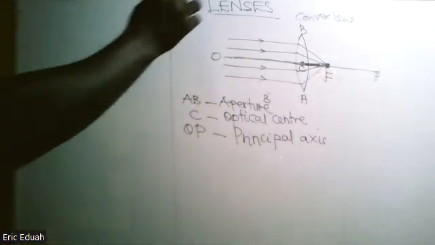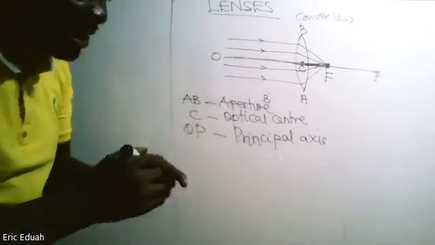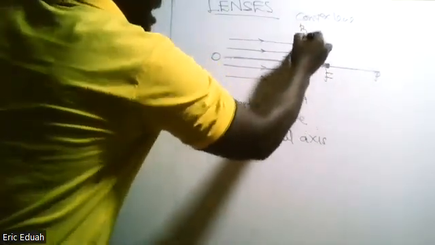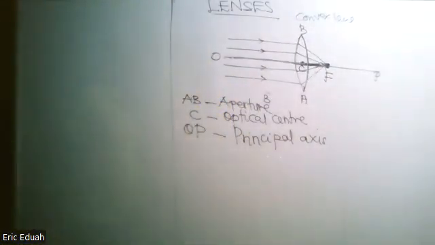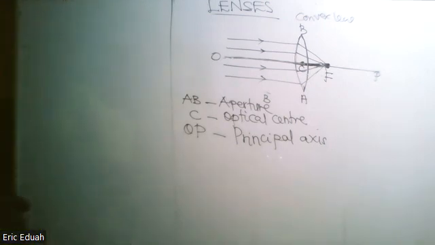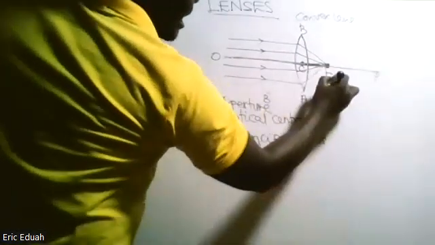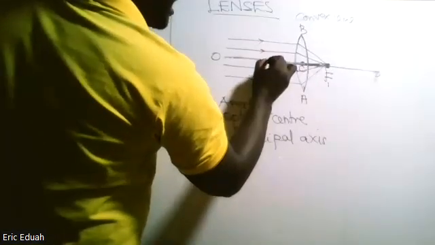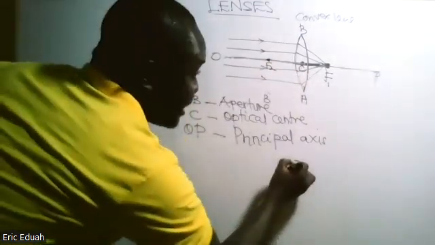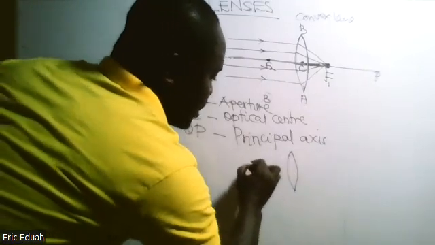For a biconvex lens, because it has two refracting surfaces, this side and this side, there are two principal foci or two focal points, one at this side, F1, and another at this side, F2. Because light, let me draw another one. Irene, I'm drawing another one for you, okay?